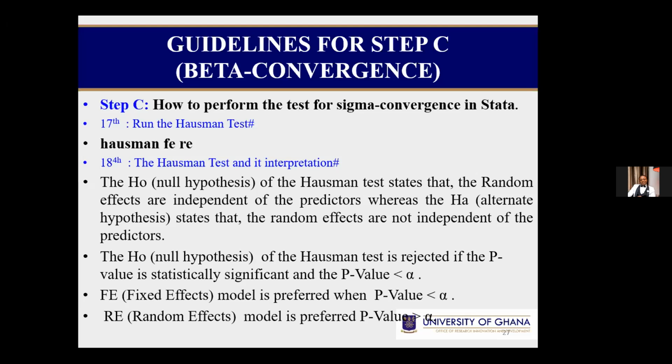So the random effects are independent. There's no correlation between the u_it and your explanatory variable, whereas the alternative is the opposite. All right, so when you estimate your Hausman test and look at the probability value, let's go to it, as we are studying sigma convergence.